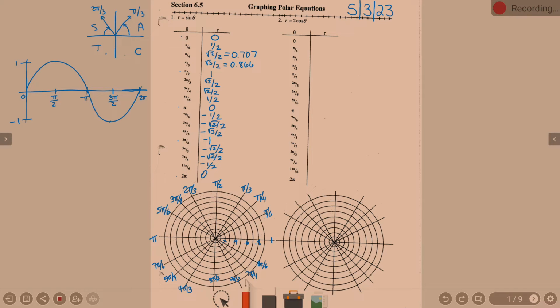So, 0, 0 is 0, 0. There's your pole, okay? I guess we want to think r, theta, so. Okay, 1/2, pi over 6. So what are we doing? On pi over 6, we go out to 0.5.